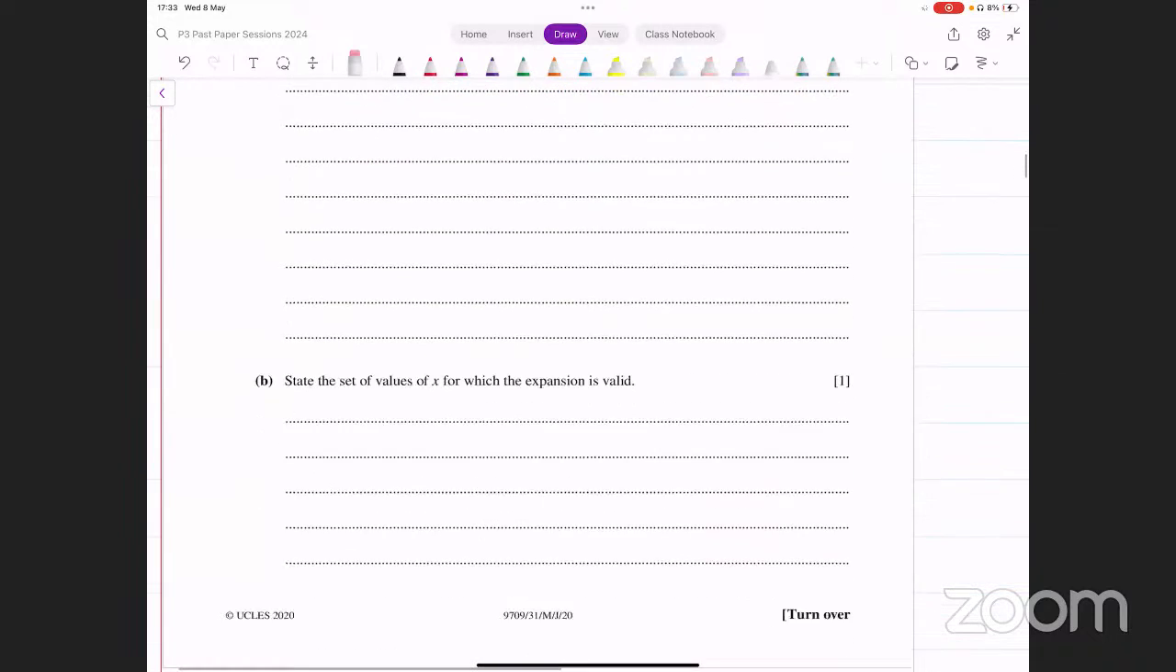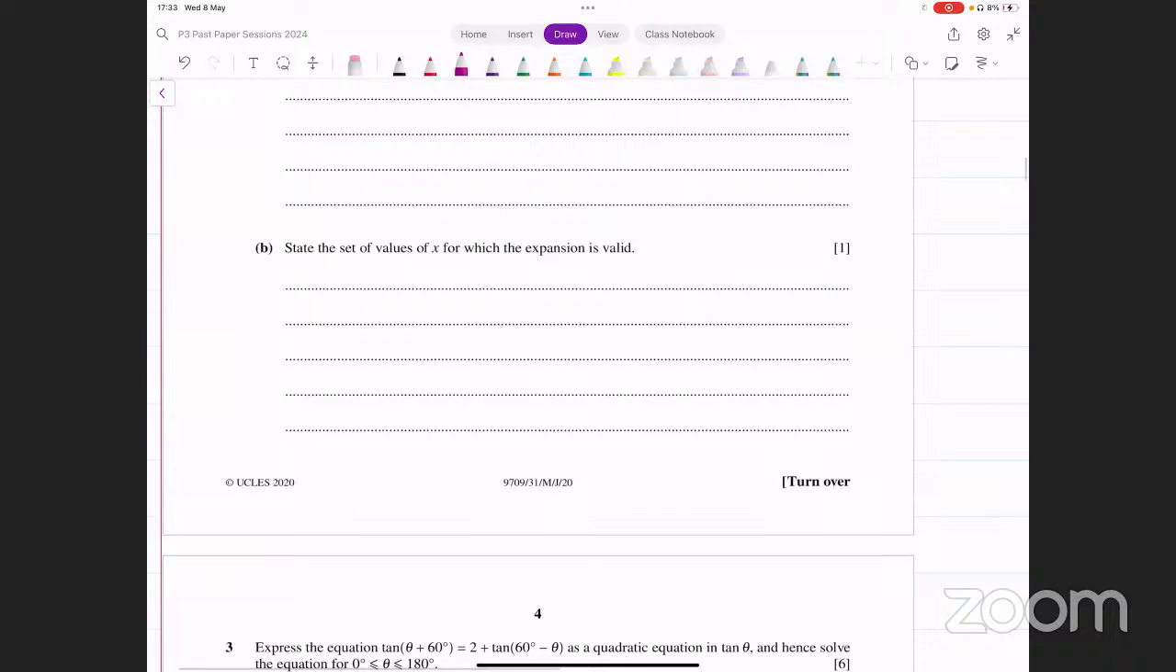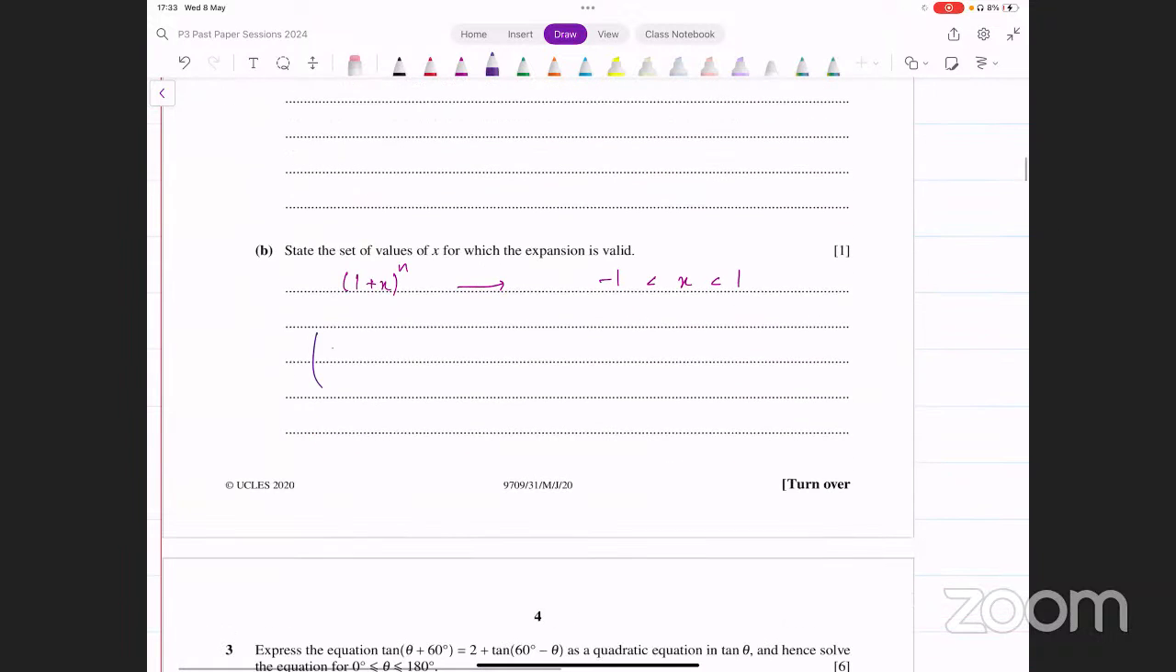In the second part now, it says state the set of values of x for which this expansion is valid. How do you approach these problems? The formula has 1 plus x raised to power n. And in this case, x is supposed to be between minus 1 and 1. In your expansion here, the expression is 1 minus 3x over 2. All you have to do is put this thing, ignoring the sign, between minus 1 and 1. So you'll say 3x over 2 has to be between minus 1 and 1.